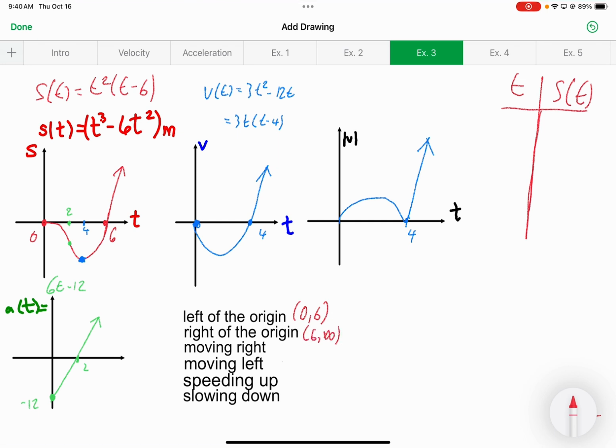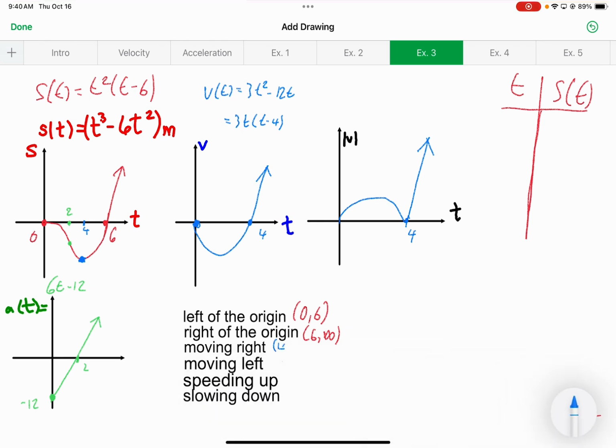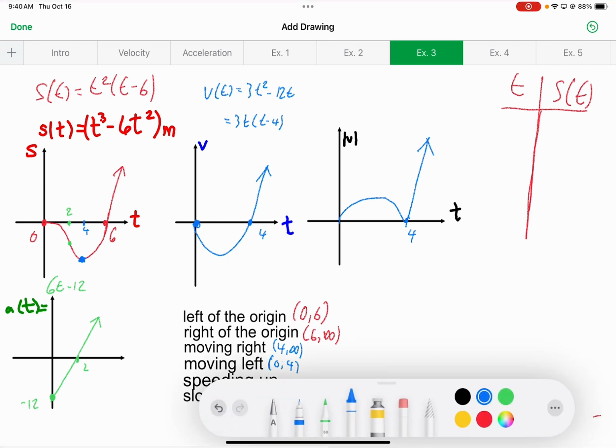Where is my graph moving to the right? We answered that question already. What did we say? 4 to positive infinity. And again, you could look at the graph in blue to get that as well, because that is where my velocity is going to be positive. So from 4 to infinity. Good. Where is it moving to the left? From 0 to 4. Very good.